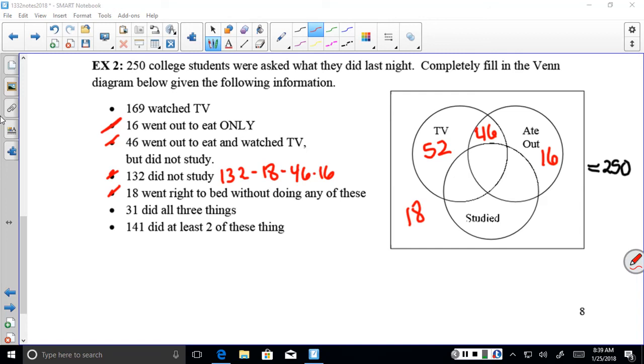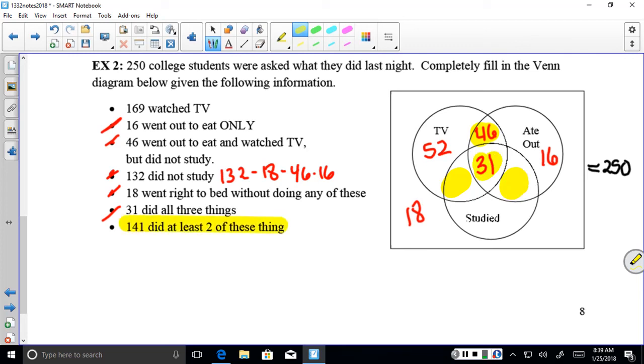31 did all 3 things. Can we do that one? Mm-hmm. 141 did at least 2 of these things. So at least 2 means they either did exactly 2, which would have been these people, or they did all 3, which would have been those. So we can't do that one yet, so I'm going to skip it.